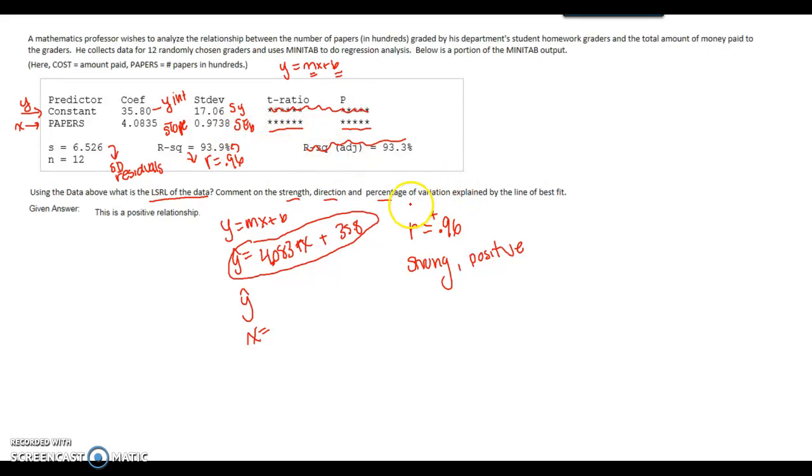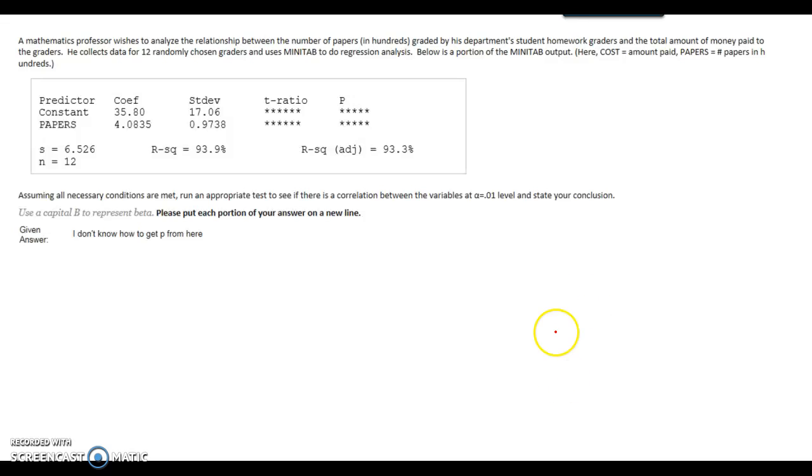So the percent of variation, that is your r squared value. Okay, so we have r squared equal to 93.9. So that just tells us that 93.9% of the variation, and if you take a look at your notes, it'll explain exactly how to do this, of the variation in the amount of money paid can be explained by the least squares regression line that relates the two. Okay, so let's take a look at the second one.